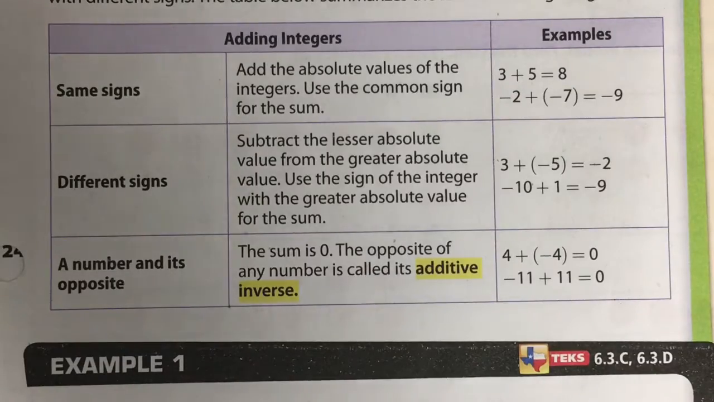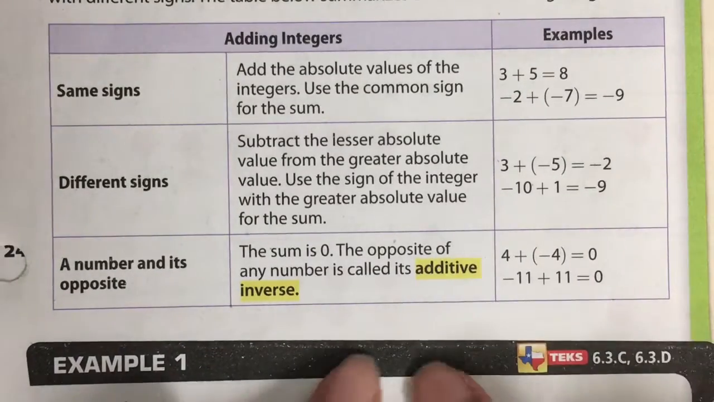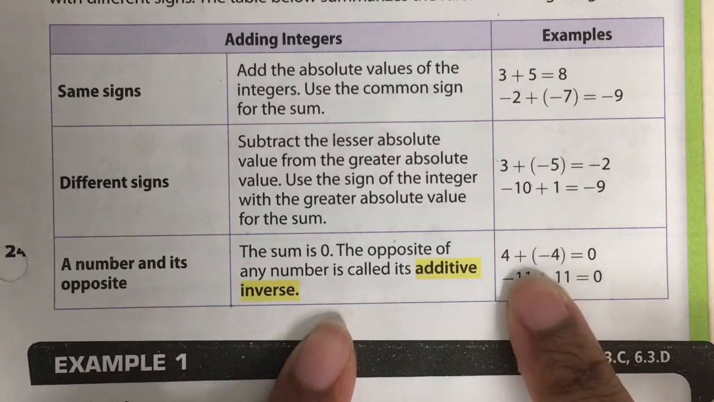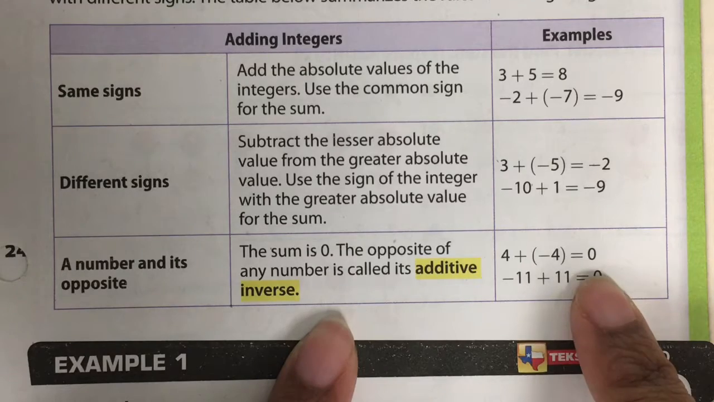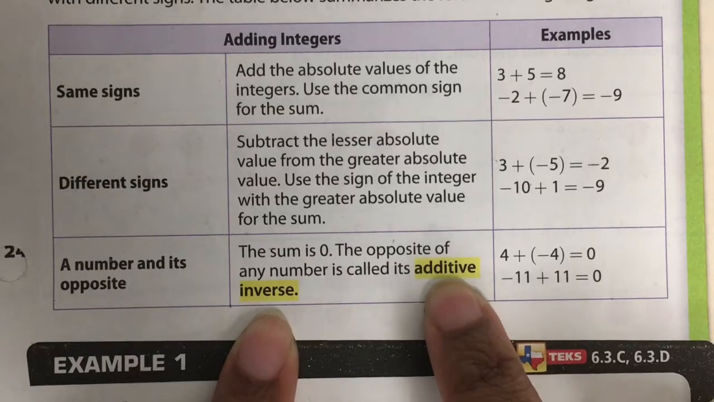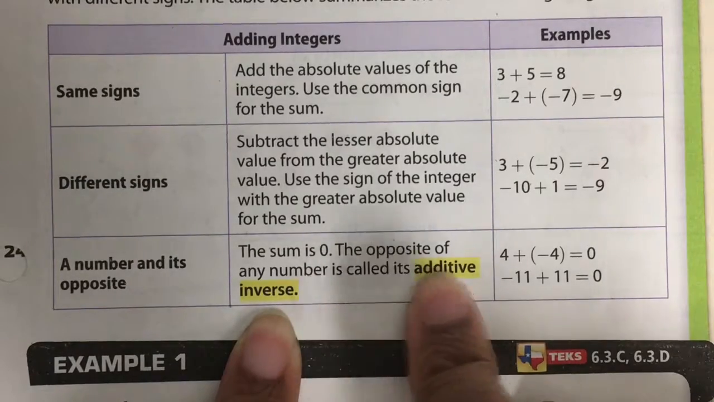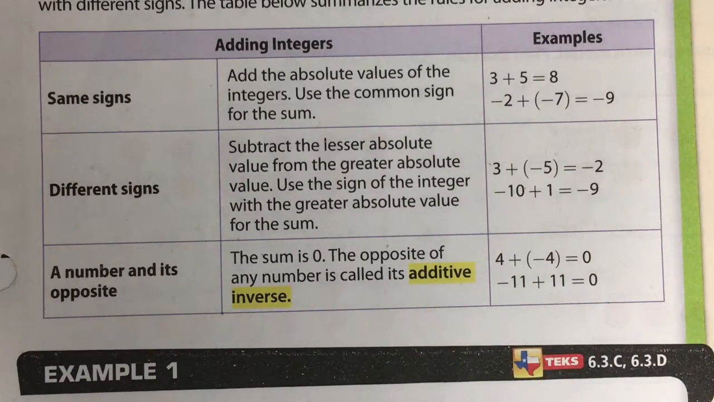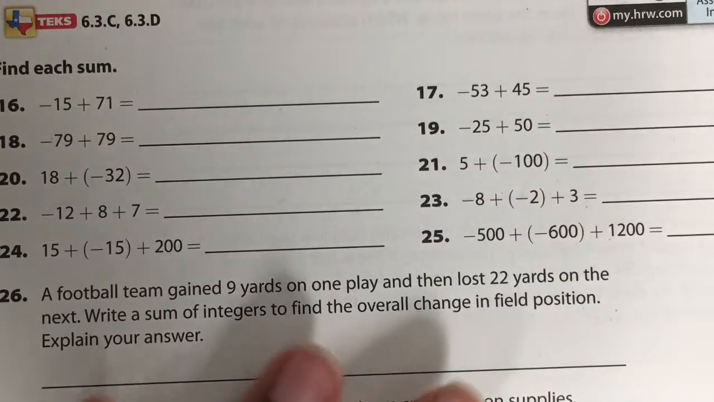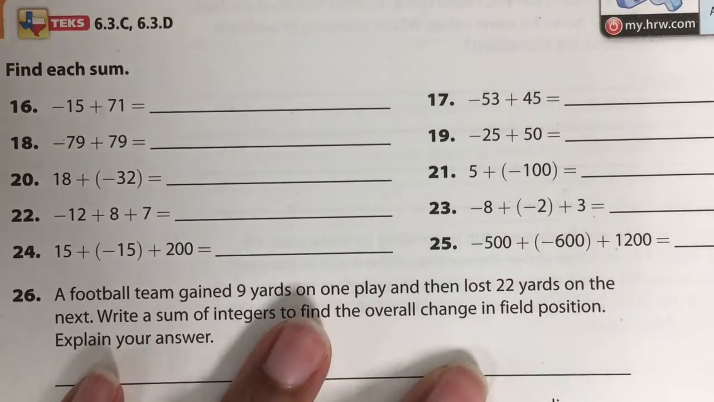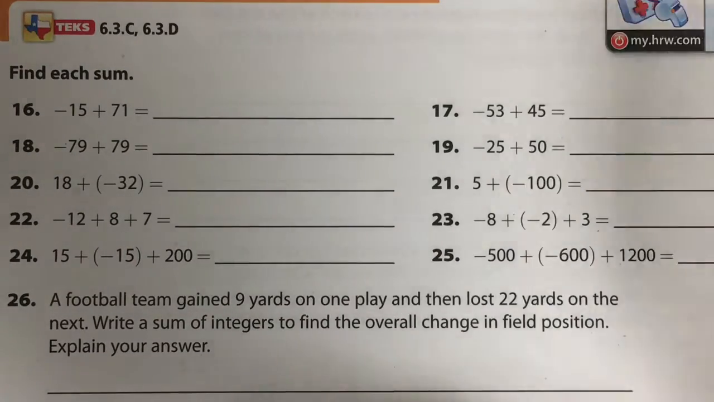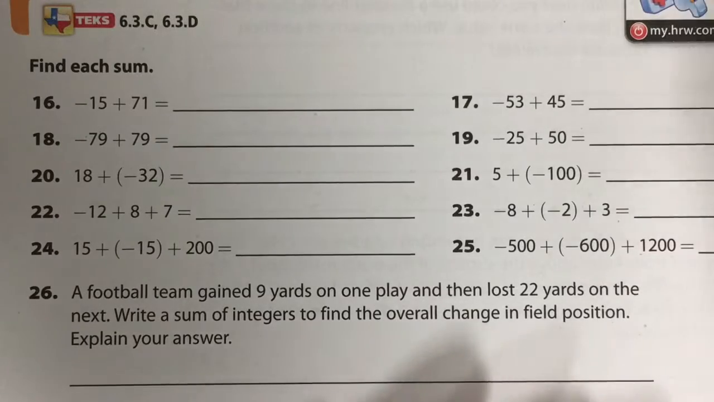And then for the last one, it says the sum of 0 is when you have any number plus its opposite. So 4 plus -4 is going to give you 0. -11 plus 11 gives you 0. And here, this is a vocabulary word. It's called additive inverse. When you are adding opposites, it's called the additive inverse also. So using that information, you're going to find the sums. You guys have kind of figured this out without me giving you a rule. But if you haven't quite figured it out yet, there's the rule.